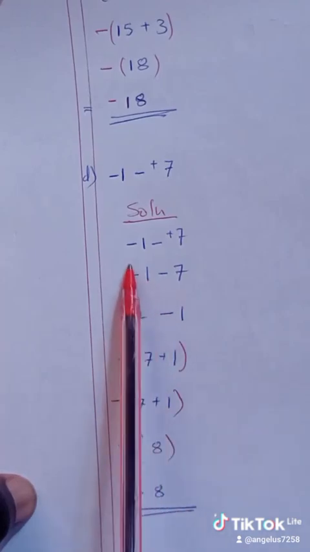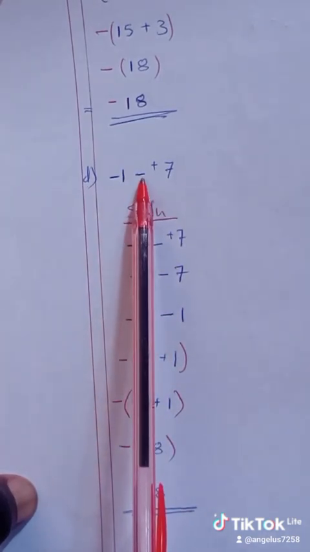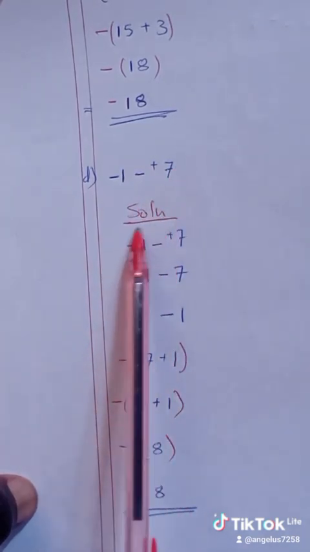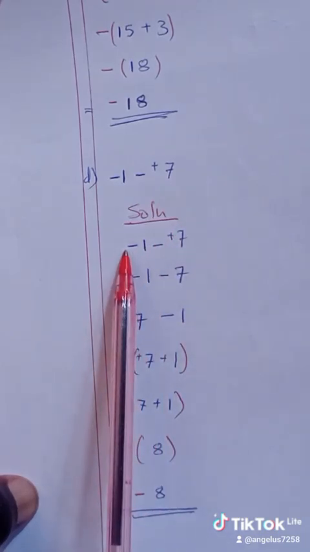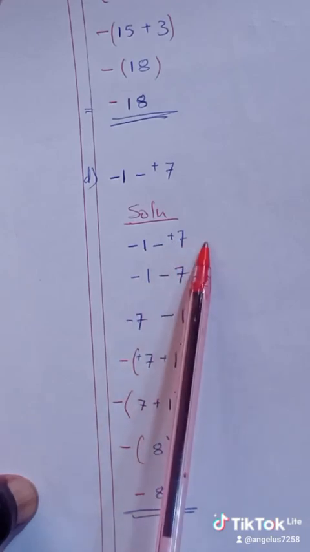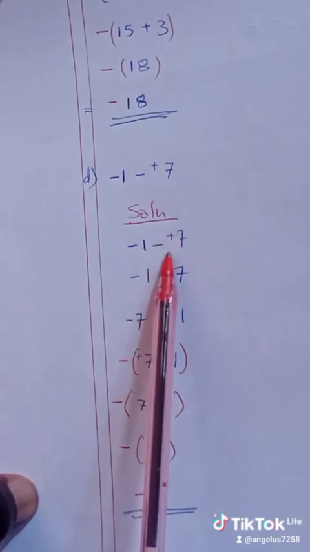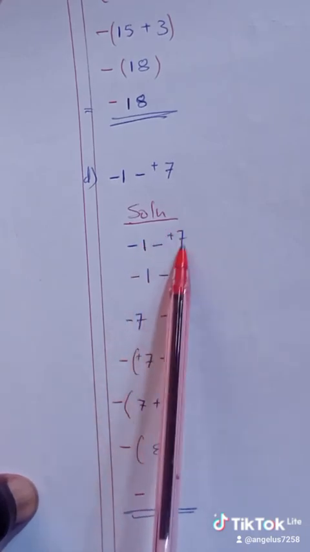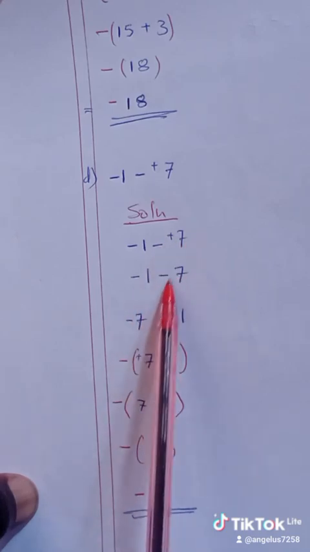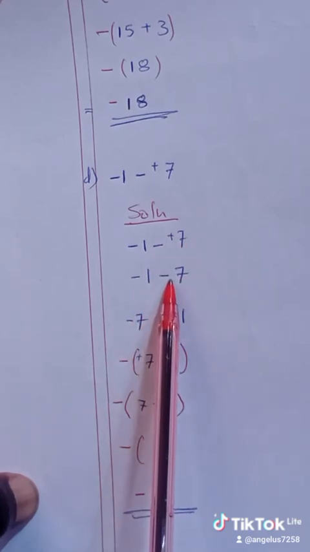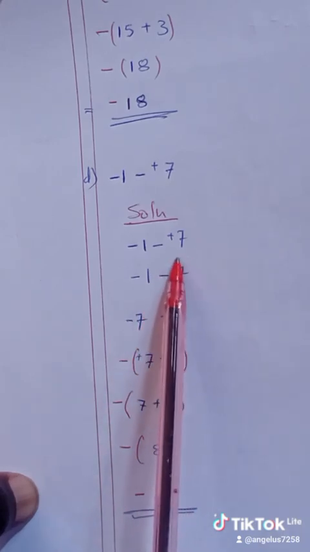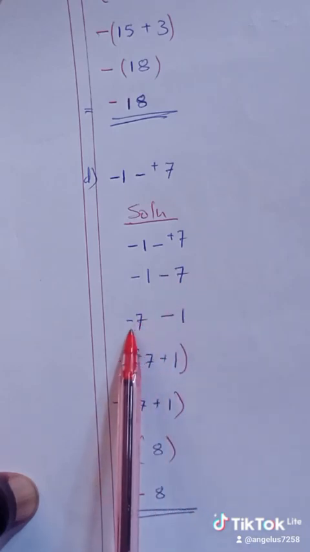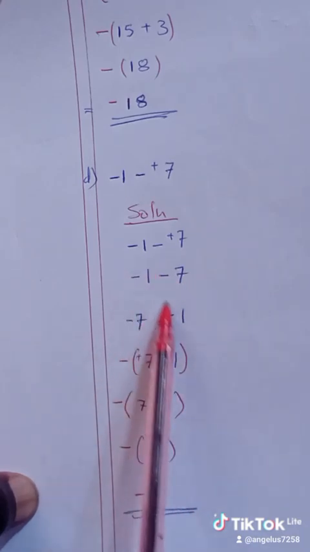In our part D, we have negative 1 minus positive 7. So we write solution. We come to the first step, which is by copying, which is negative 1 minus positive 7. So in this case, we multiply the two signs which are in between. So when we multiply negative by positive, we get a negative. So that in the next step, we have negative 1 minus 7. So since 7 is having a larger value, we rearrange. We bring the one with the largest value on our left-hand side, which is here. Then negative 1, we bring it that side.